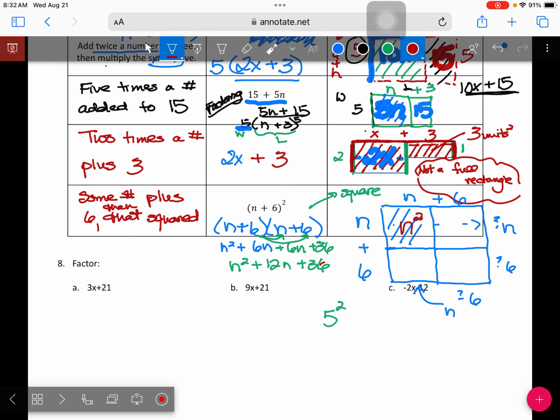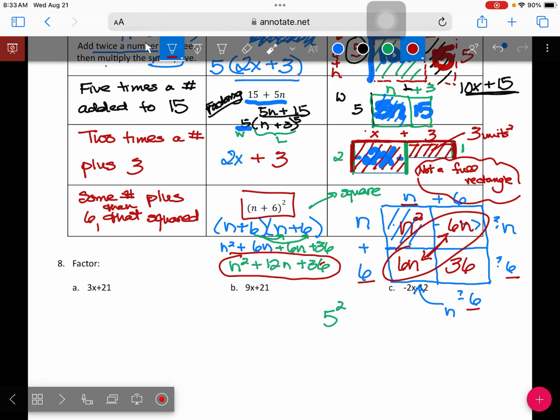So this is n squared. Here is 6 times n for 6n. Here's another 6 times n, which is 6n down in that position. And then 6 times 6 here is 36. So when you see this n plus 6 squared, you need to think of a square with 4 smaller areas where these two can be added together. And that's why when you multiply it out, it ends up being n squared plus 12n combined here plus 36.